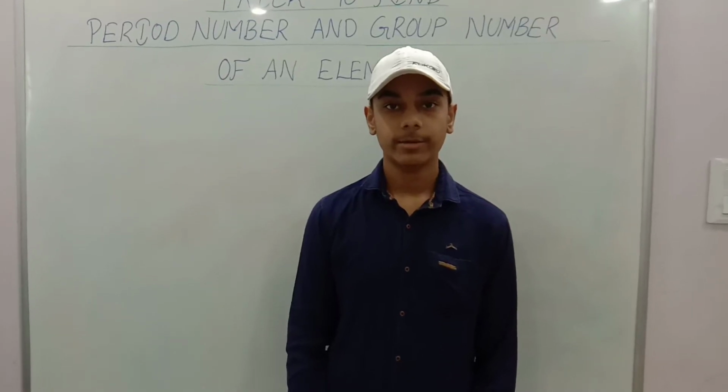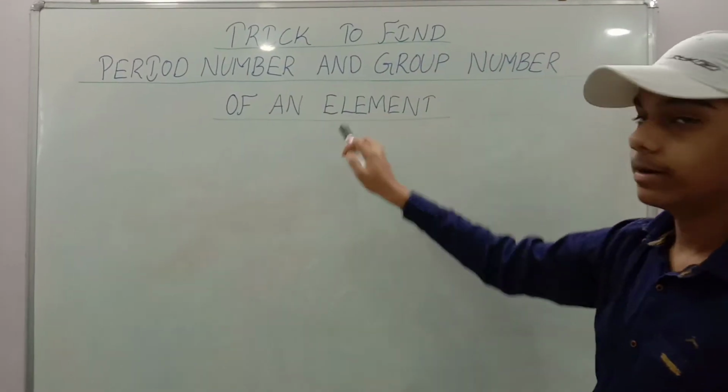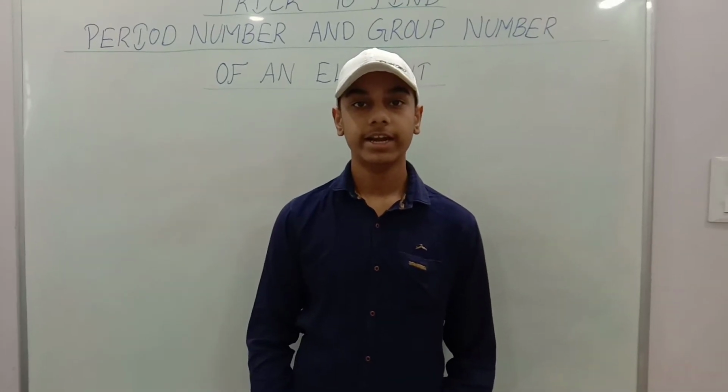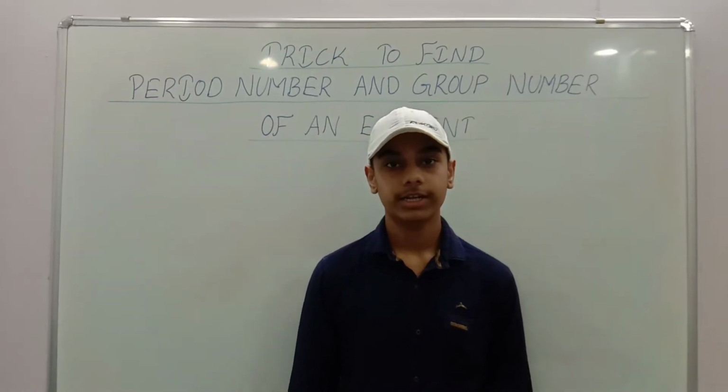In this video, I am going to explain a trick to find the period number and group number of an element. In the modern periodic table, there are 7 periods, 18 groups and 118 elements. Now let's learn the trick.